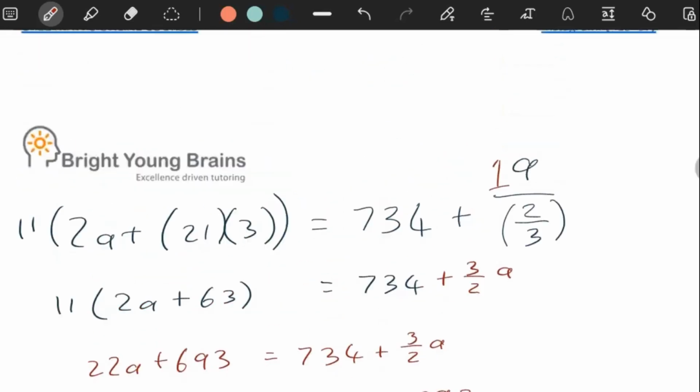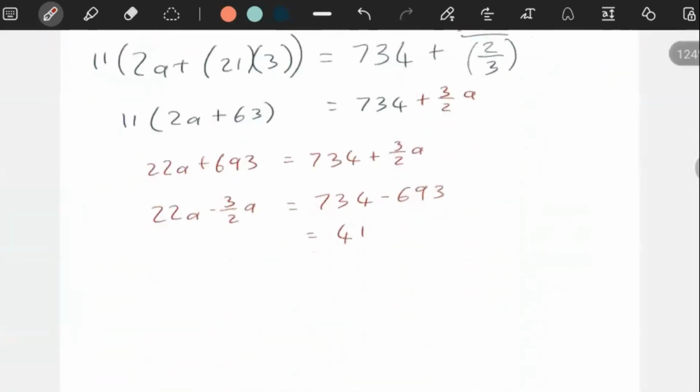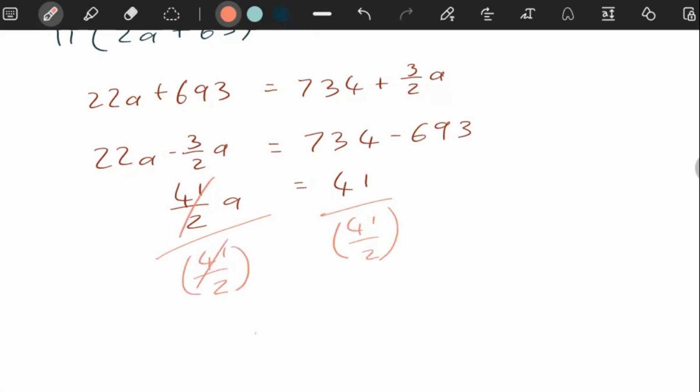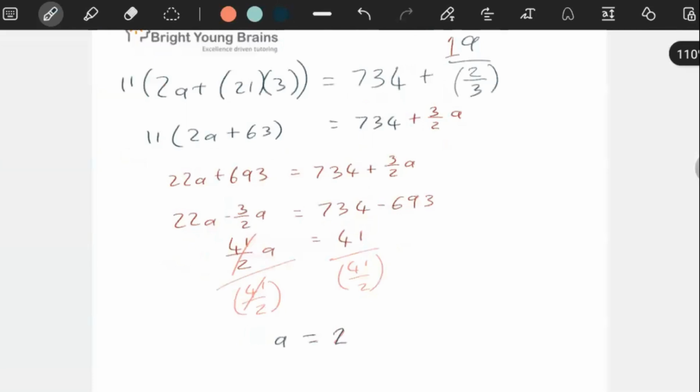So the kind of a number that we want as a value of a, let's see what we're getting here: 22 minus 3 over 2 is giving us 41 over 2. Not bad. To solve for a here, we're going to divide both sides by 41 over 2. So our value of a, 41 divided by 41 over 2, is a positive 2. This is quite a normal and acceptable answer. If it was a long decimal, it would have been a bit difficult to accept.